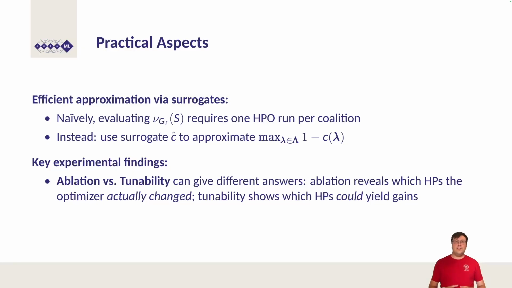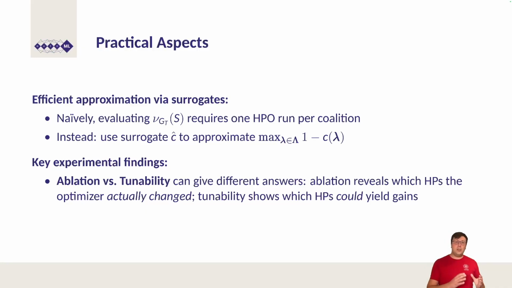Evaluating the characteristic function for each coalition naively requires a separate constrained HPO run. The practical resolution is again surrogate-based: approximate the inner maximization over configurations with the surrogate rather than re-optimizing. An important empirical finding, well, ablation and tunability can diverge, and the divergence is diagnostic.